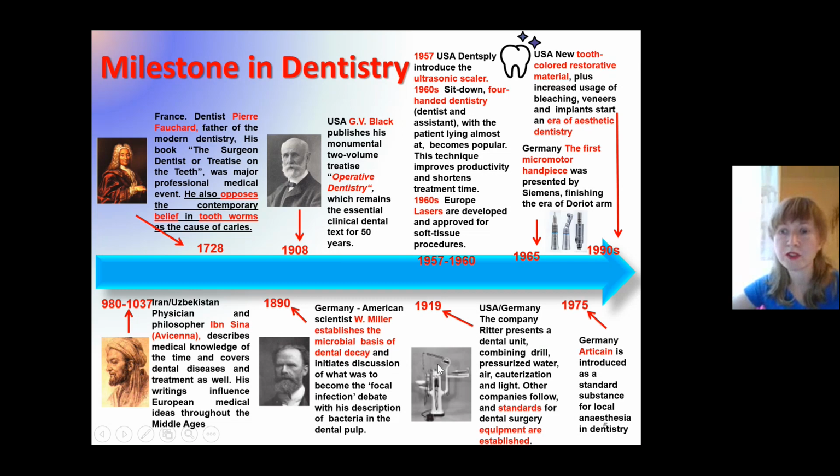After that, we move into Germany and USA's collaboration. The company Ritter presents a dental unit combining drill, pressurized water, air, cauterization, and light, something that resembles a modern dental unit. Other companies follow and standards for dental surgery equipment are established. Before that, there were old-fashioned dental units that were driven by foot or by hand. It was just a separate chair and a separate handpiece. Light was separate, but for that time, 1919, the first modern dental unit was designed.